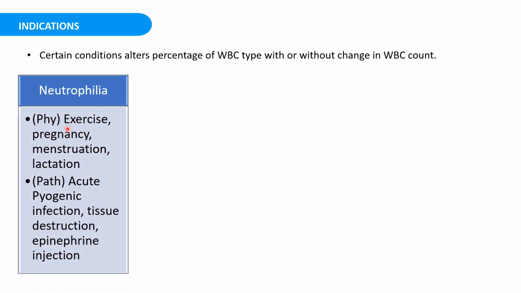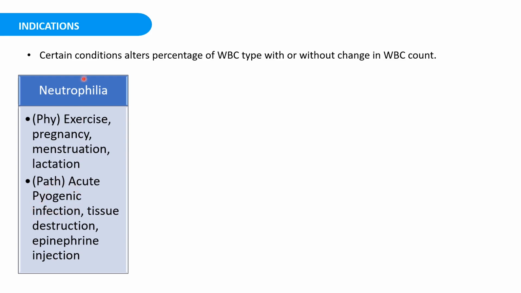Physiologically it is present when the person does exercise, during pregnancy, menstruation and lactation. But pathologically it is found in pyogenic infection. This is the most important thing. In any bacterial infection, neutrophilia will be there. This is very important because the management of the patient will vary whether it is bacterial or viral. Only in bacterial infection do we give antibiotics. In viral infection, we don't give antibiotics because antibiotics are for bacteria. So in case of neutrophilia, a bacterial infection is present.